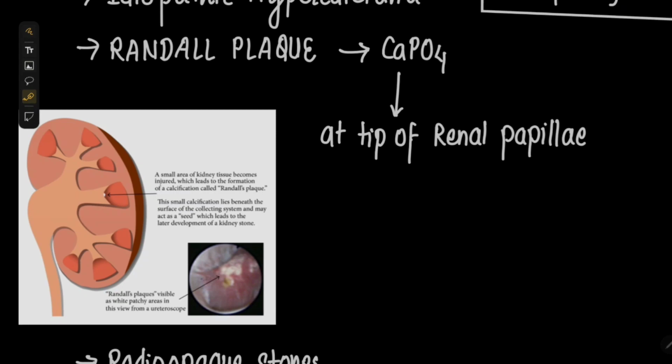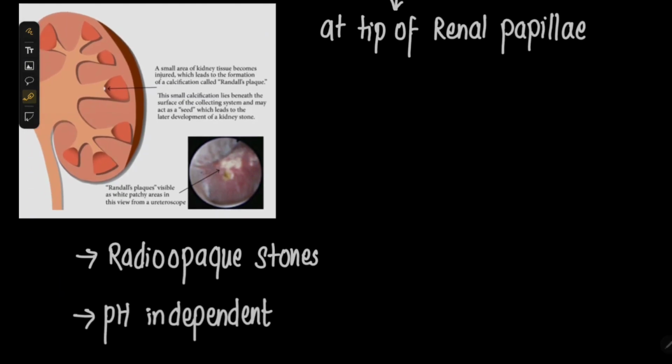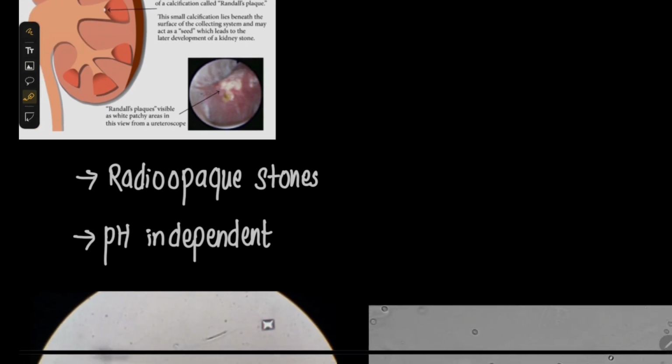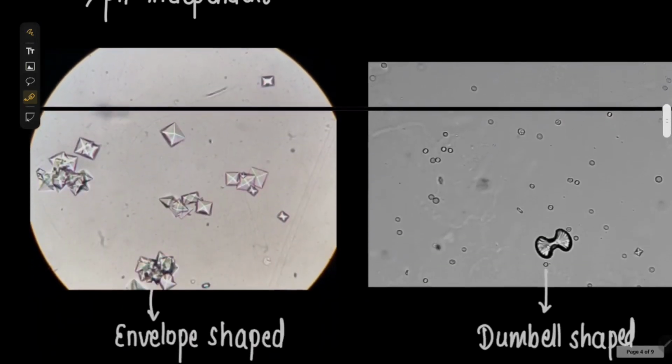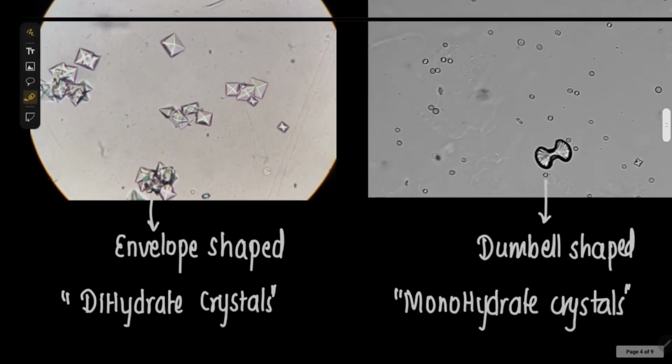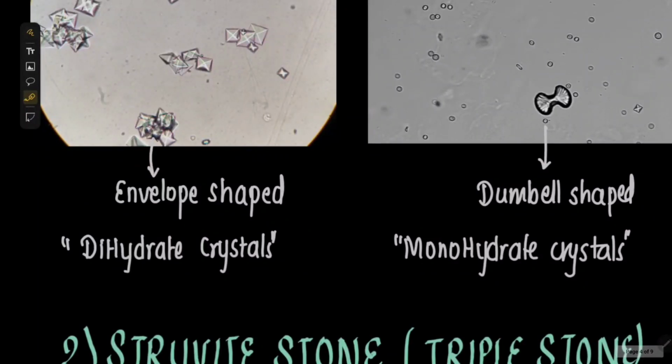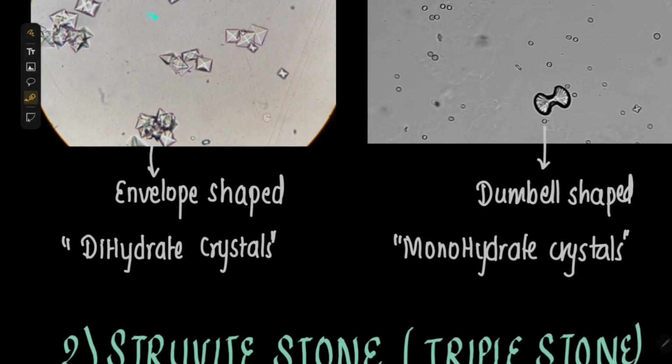The calcium oxalate stone is seen in the X-ray, hence it is also known as the radio-opaque stone. It is a pH independent stone. And the calcium oxalate stones are of two types, the monohydrate calcium oxalate stone and the dihydrate calcium oxalate stone. And we need to know the shape of these types of crystals. The monohydrate crystal is dumbbell shaped, and the dihydrate crystal is envelope shaped.